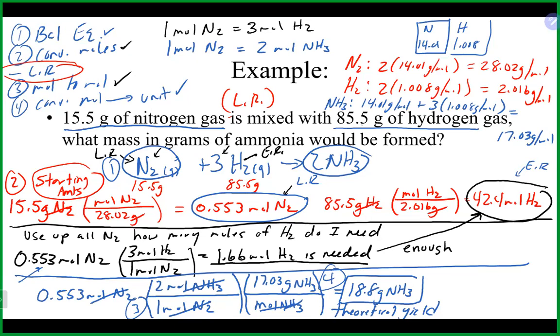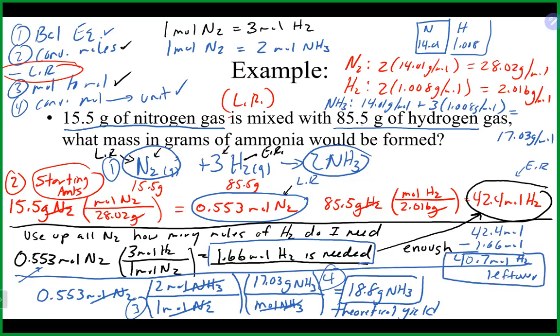Now, if I wanted to figure out how much of my excess reagent is left over, I could do that in this case because I know that I only needed to use about 1.66 moles of my excess reagent. I have about 42.4 moles of it here. So our excess reagent left over would be 42.4 moles minus how much I needed. And that means that I would have 42.4 minus 1.66, about 40.7 moles of my H2 left over.